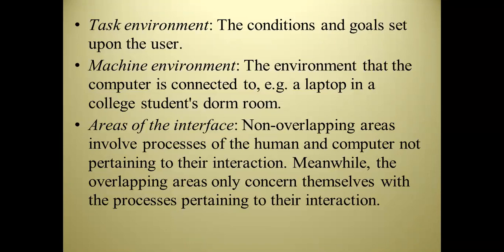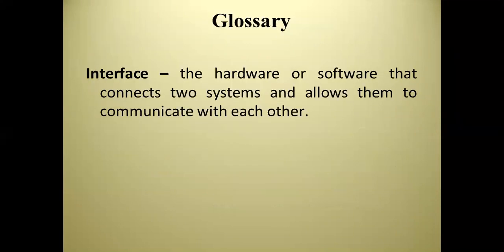Okay, so task environment: the conditions and the goals set upon the user. Machine environment: the environment that the computer is connected to, e.g., a laptop in a college student's dorm room. Areas of the interface: non-overlapping areas involve processing of the human and the computer not pertaining to the interaction. Meanwhile, the overlapping areas only concern themselves with the processes pertaining to the interaction.